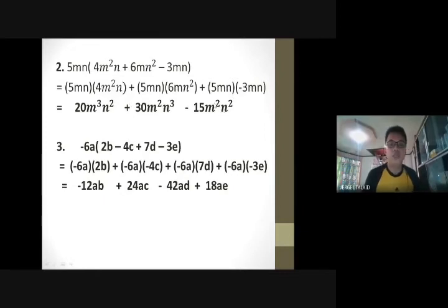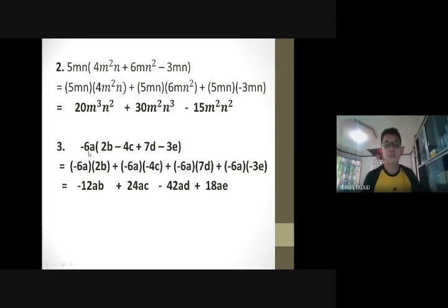Since we don't have similar terms here, take note, m cubed n squared is different from m squared n cubed, and m squared n squared. So there is no similar term. Take note, only similar terms can be added. So we don't have anything to add. Then we cannot also subtract 30 and 15 because they are dissimilar literal coefficients. So that's our final answer.